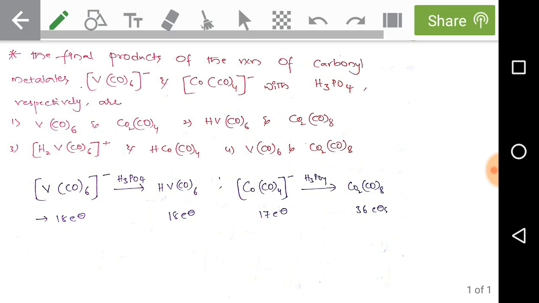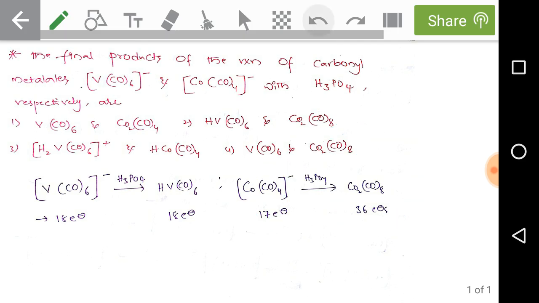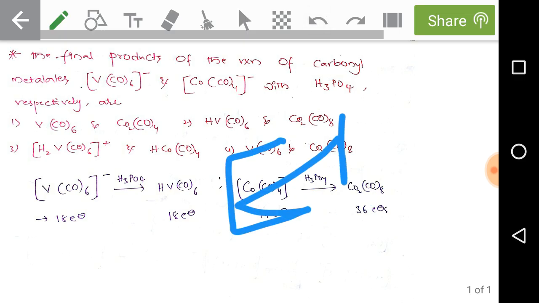Okay, so that's why whenever it reacts with phosphoric acid, it doesn't easily take its proton, but it dimerizes to produce Co2(CO)8. Now just observe, due to the formation of a metal-metal bond between the two Co, the total electron count equals 36.